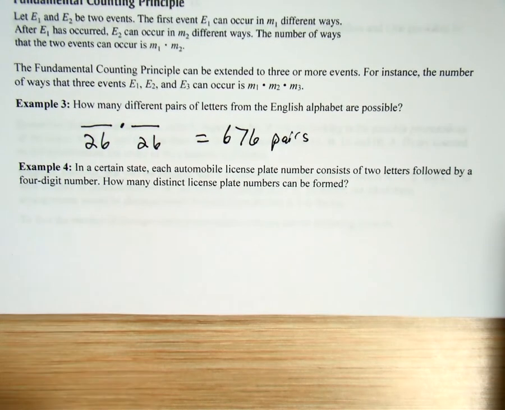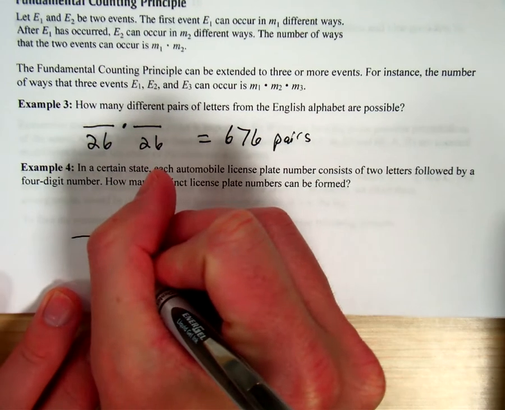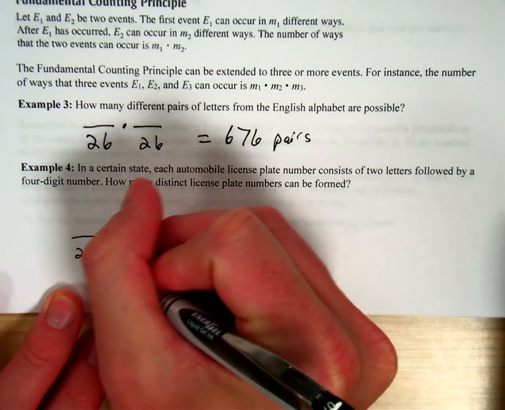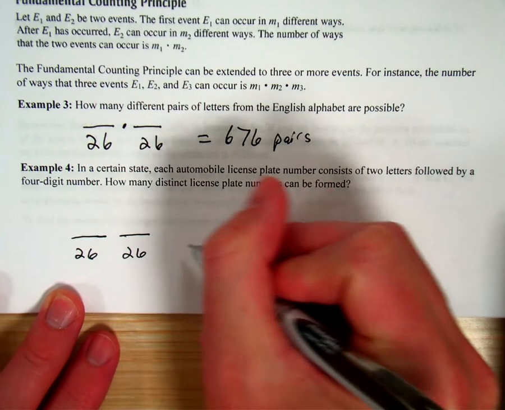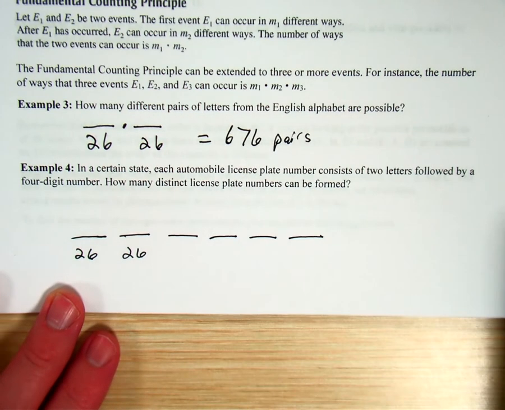In a certain state, automobile license plate numbers consist of 2 letters followed by a 4-digit number. How many distinct or different license plate numbers can be formed? Okay, so it starts off with letter, which we said is 26. And then we have 4 number spots.